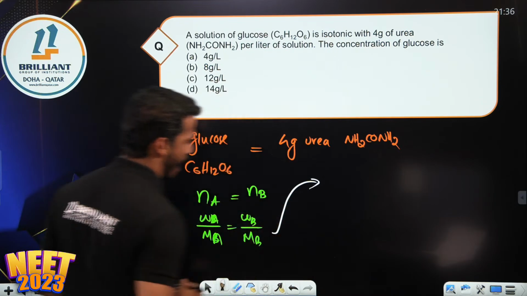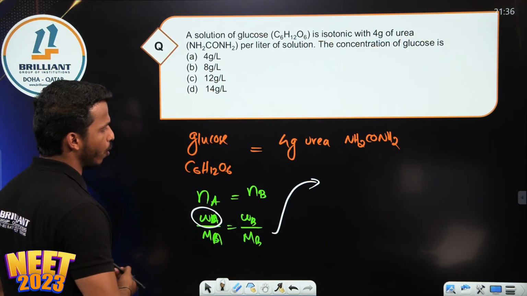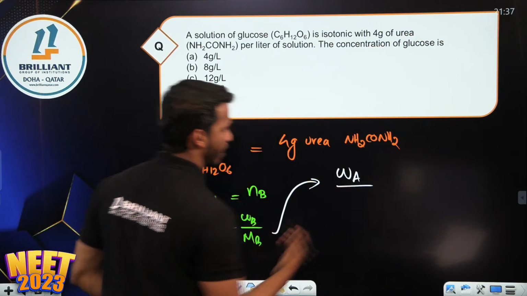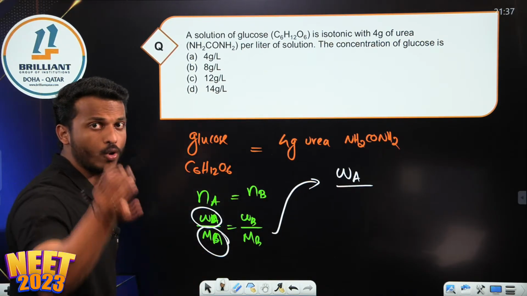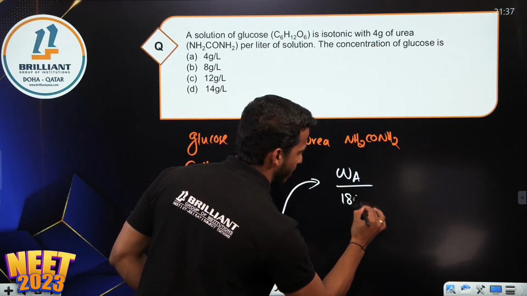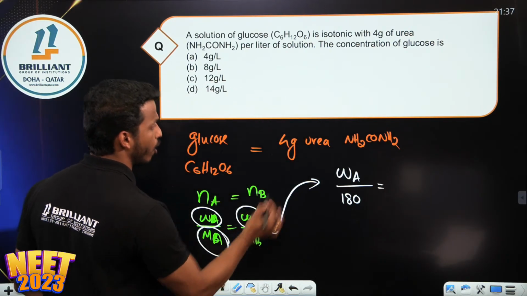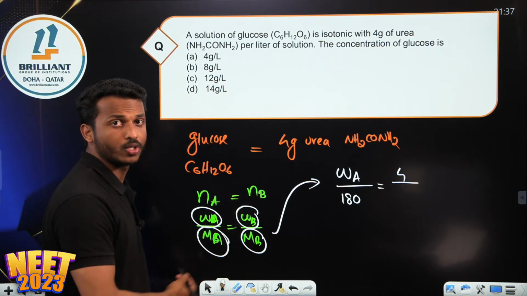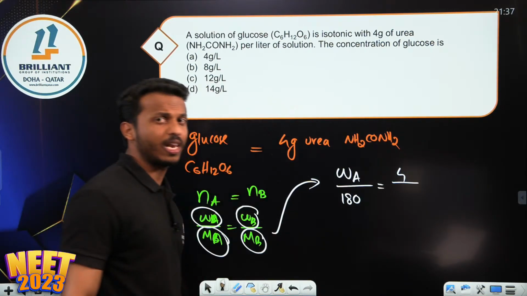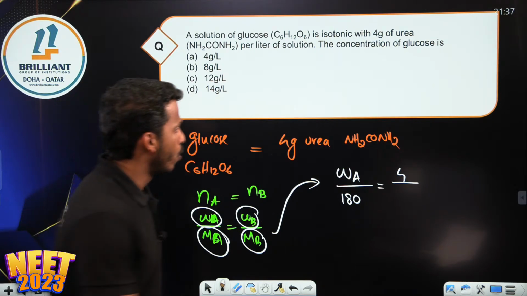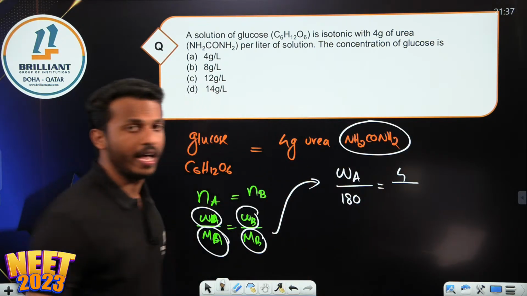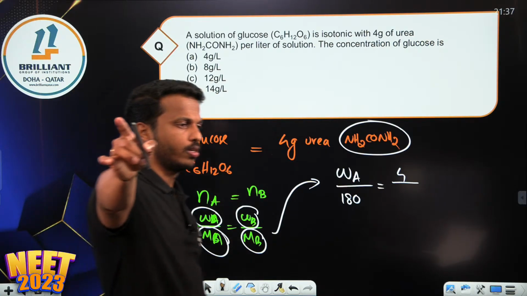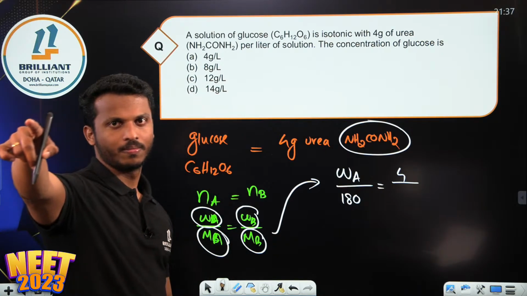We can substitute it. What is the weight of glucose given? That is what we are supposed to calculate. What is the molecular mass of glucose? That is around 180, equal to the weight of urea given, which is 4. And what is the molecular mass of urea, dear all? NH2CONH2. That is around 6 then.